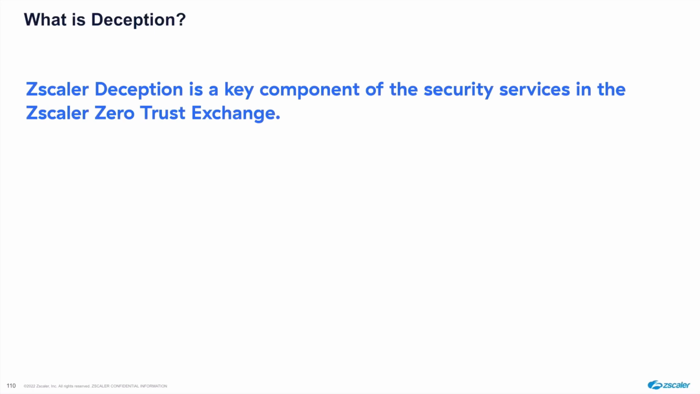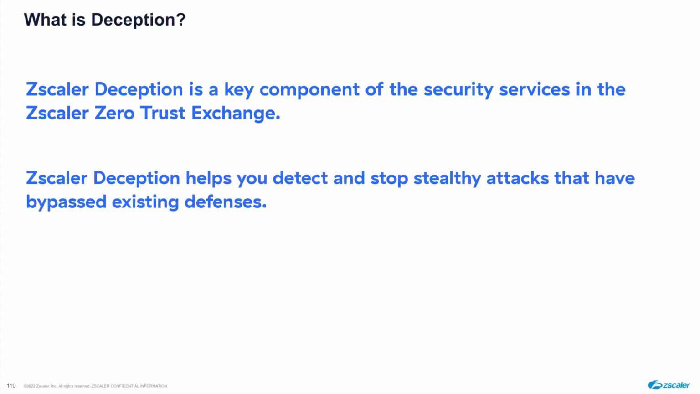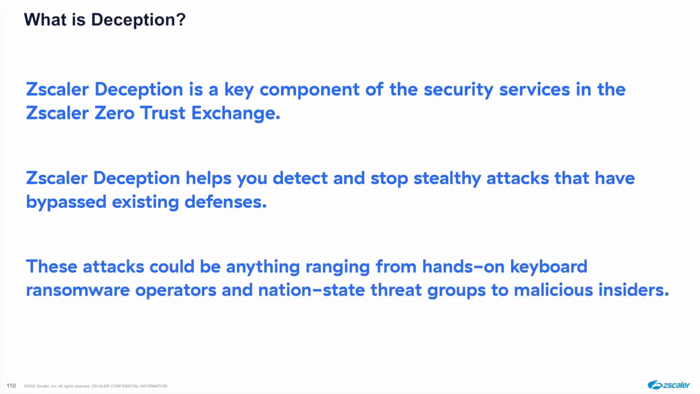In this section, we're going to talk about deception. It's a key component of the security services in the Zscaler Zero Trust Exchange. You can think of deception as a threat detection layer of a Zero Trust architecture. Zscaler Deception will help you detect and stop stealthy attacks that have bypassed existing defenses. These attacks could be anything ranging from hands-on keyboard ransomware operators and nation-state threat groups to malicious insiders.